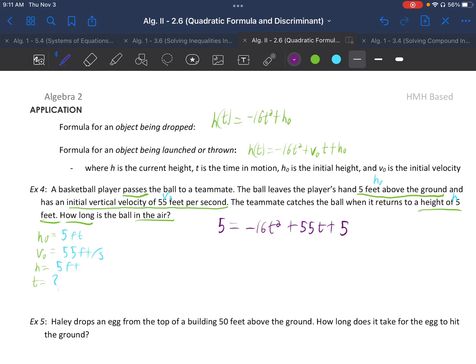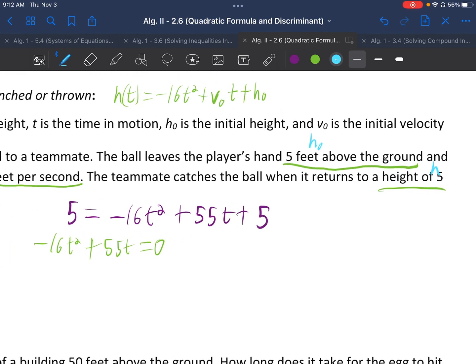That's our setup. Now, in order to solve this via the quadratic formula, we have to set it equal to 0. And I'm going to also switch my equation around as I do this. So I'll subtract 5 from each side. I'll get negative 16t squared plus 55t plus 0, so I don't have to write it, equals 0.